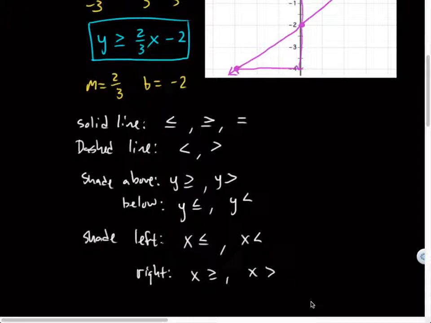The reason I shade left or right for these x inequalities is because x equals a number would represent a vertical line, and you can't shade above or below a vertical line. So the moment it's x related to something, it's a horizontal relationship, so I'm thinking of it in terms of left or right. The smaller values on the x-axis are to the left, because that goes towards negative infinity, where the larger is to the right, because that's positive infinity.